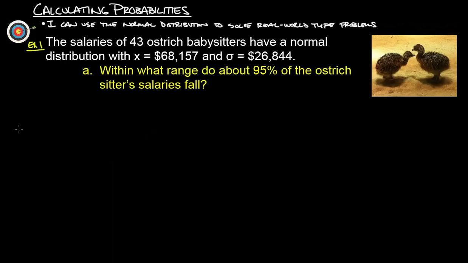Moving along. Example 1. The salaries of 43 ostrich babysitters have a normal distribution with x bar, or mu, the mean being $68,157 annually. And then the standard deviation is 26,844. Okay, so within what range do about 95% of the ostrich sitters' salaries fall? Whew, that was tough to say.